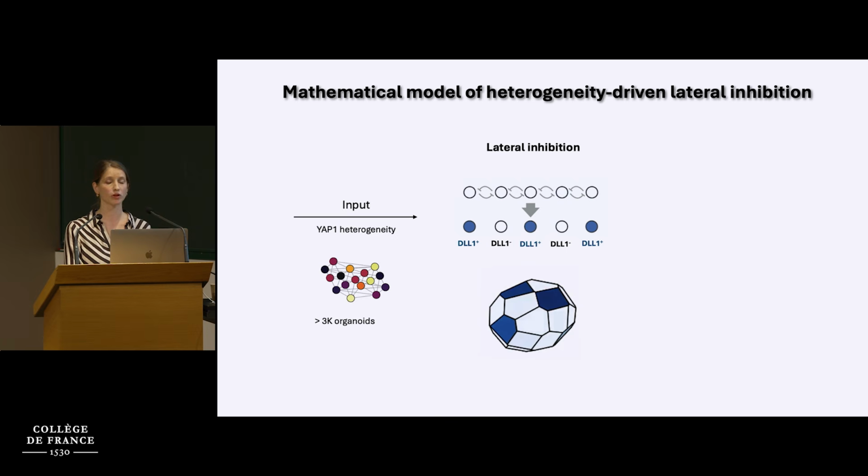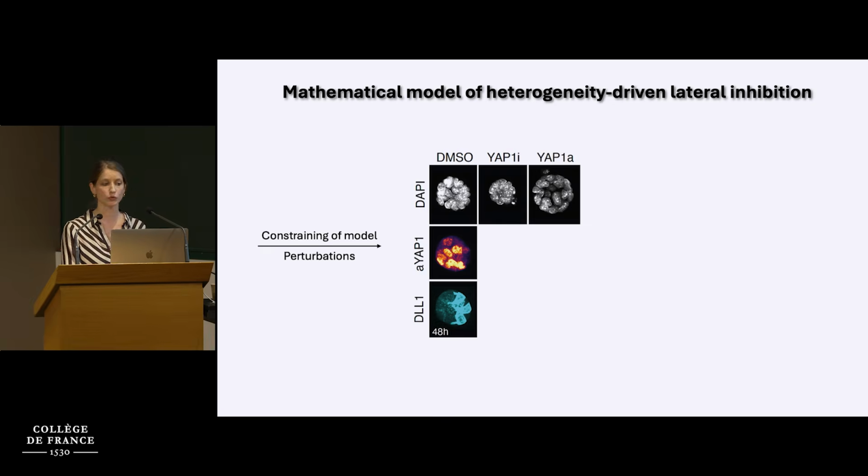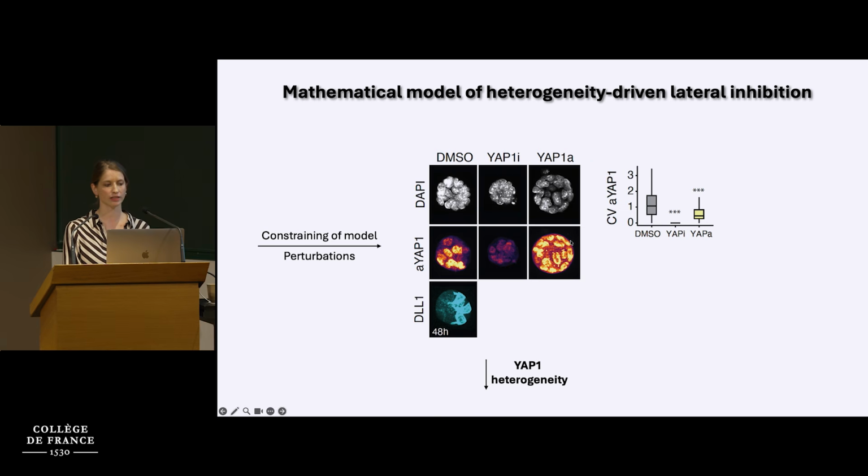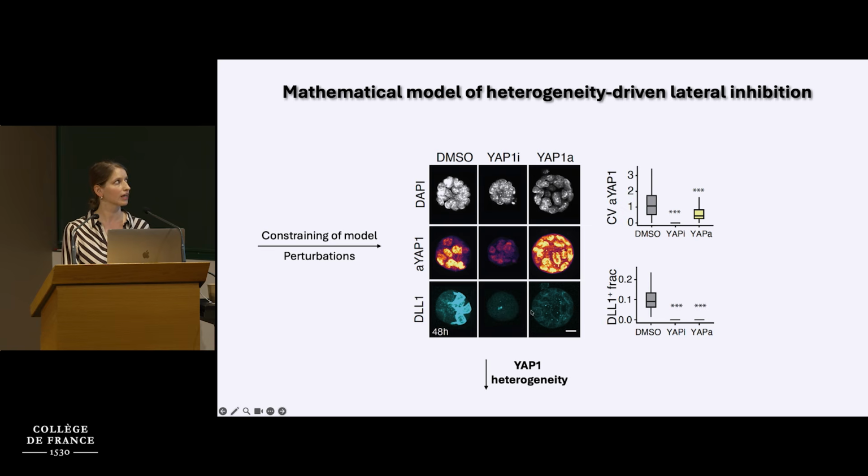And on top of inputting the heterogeneity data from organoids, we use perturbation experiments using YAP inhibitor and YAP activator to constrain the model. So what we see here in inhibition or activation is that in both cases we see a decrease in heterogeneity, and interestingly, either up or down regulating YAP will result in a failure in patterning. And I will come back to this point in a few slides.